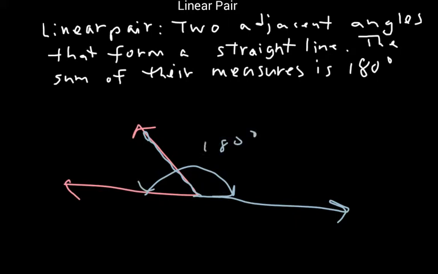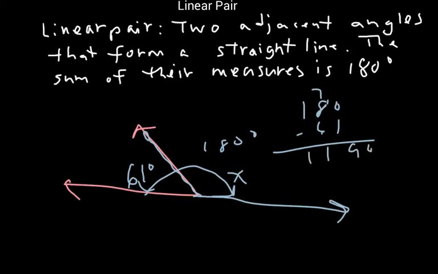And there'll be lots of problems to solve where you might be given that this is a linear pair and this angle measures 61 degrees. And you have to figure out the measure of angle x, which you do by saying 180 minus 61. Should give us 119 degrees for angle x.